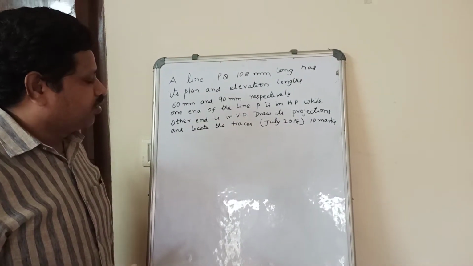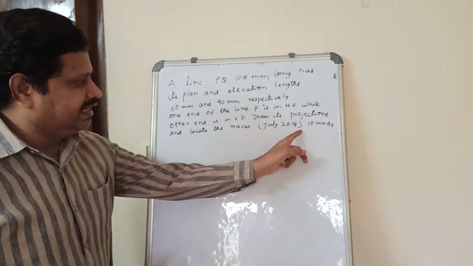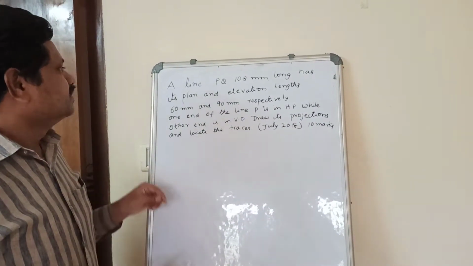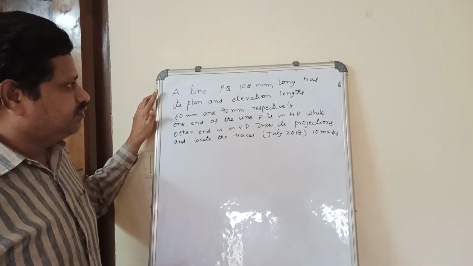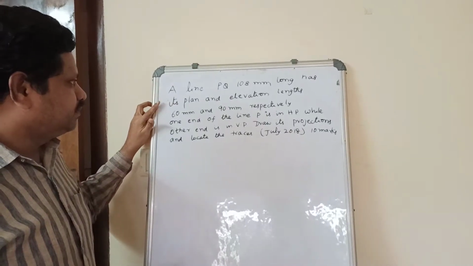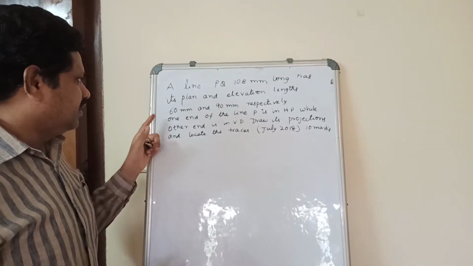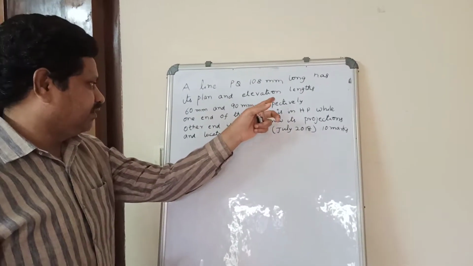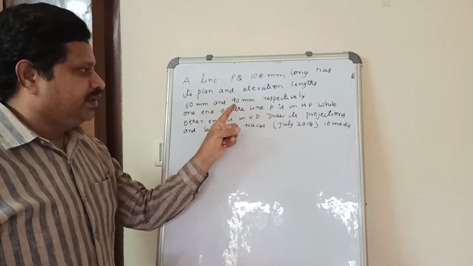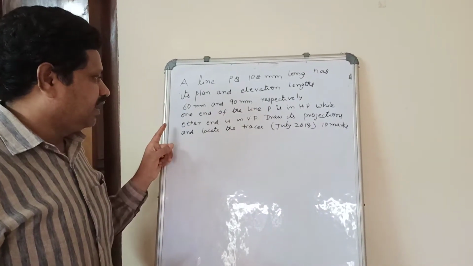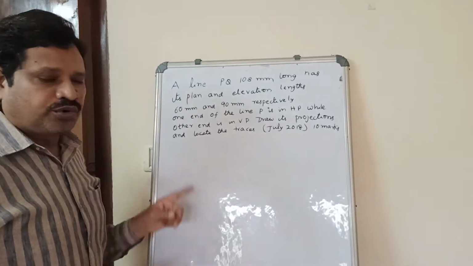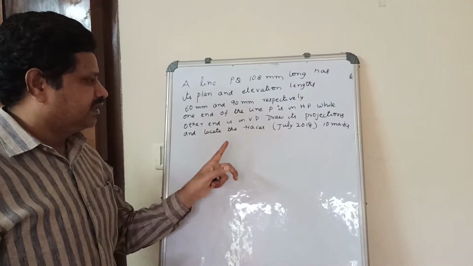Today we will discuss a problem which was given in July 2018 for 10 marks. The problem is: a line PQ is 108 mm long, and its plan and elevation lengths are 60 mm and 90 mm respectively. One end of the line PQ is in HP while the other end is in the VP. Draw its projections and locate its traces.